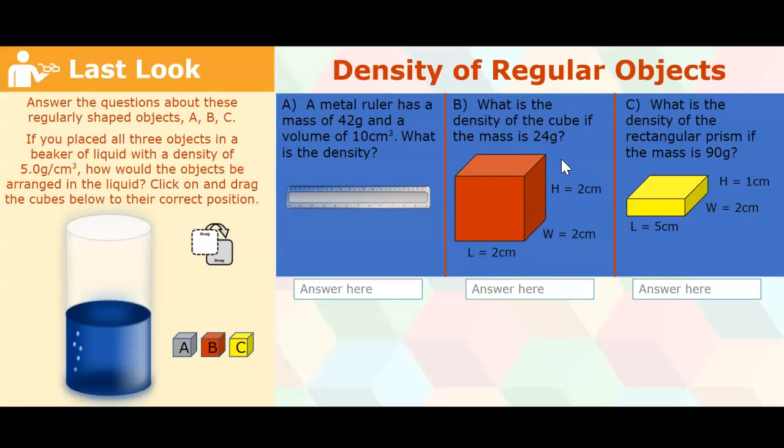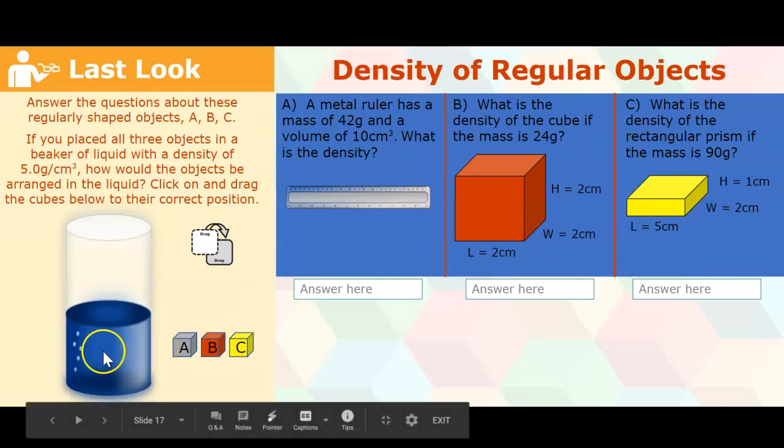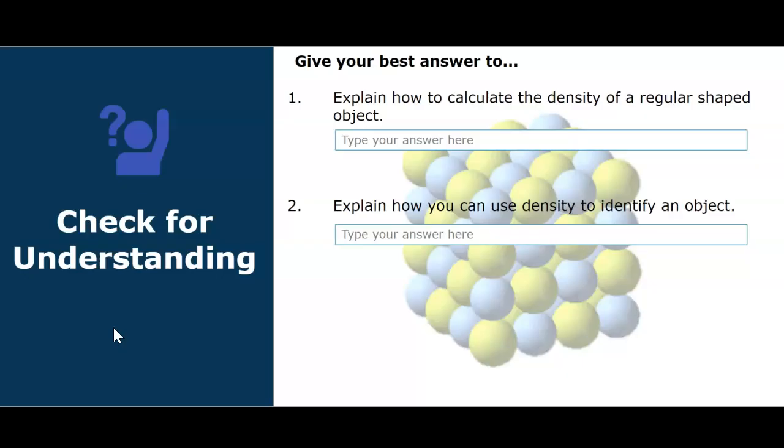For your last look, you're going to answer the questions about these regularly shaped objects, A, B, and C. If you place all 3 objects in a beaker of liquid with a density of 5 grams per cubic centimeter, how would the objects be arranged in the liquid? The most dense would be at the bottom, the least dense would be at the top. You're going to drag these blocks into the liquid so that we can see what position they would be. You're going to have to figure out the density of all 3, and then move these blocks in order of where they would be in the liquid.